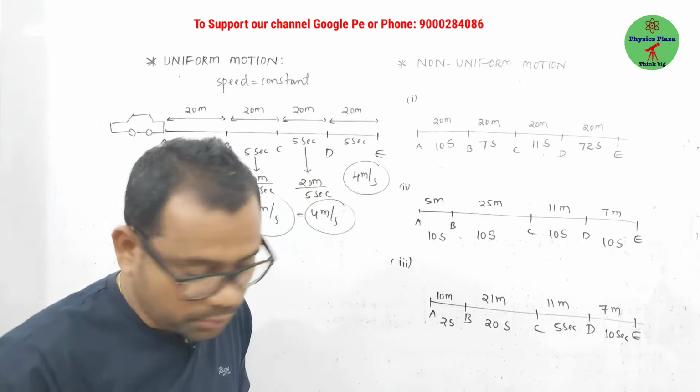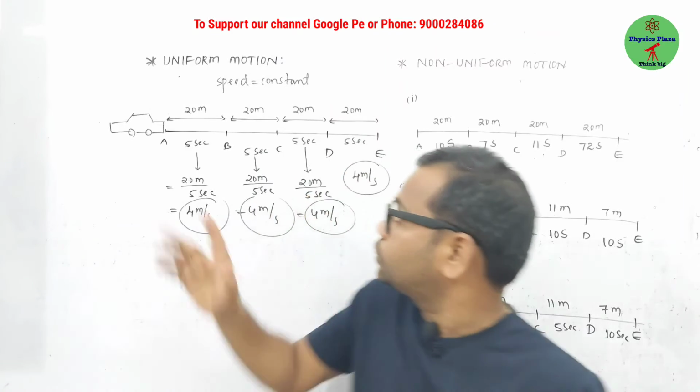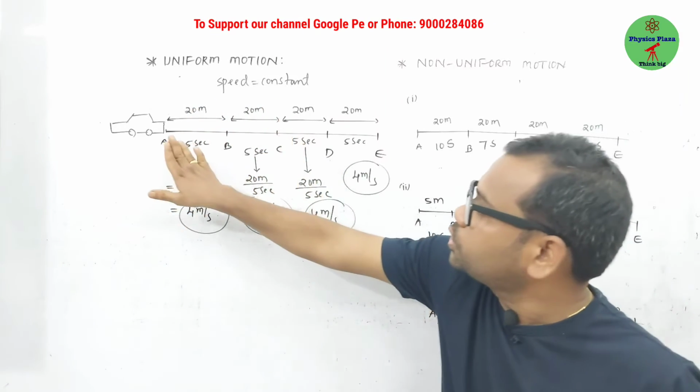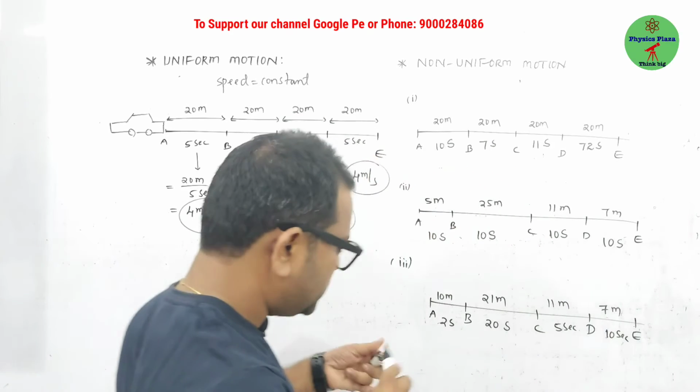Dear children, look here. Are you able to see? Let me check. Yes, you are able to see. That's fine. Okay, yes children. So if you notice, dear children, in a uniform motion, the body should cover equal distances in equal intervals of time. Now let us notice this first example.